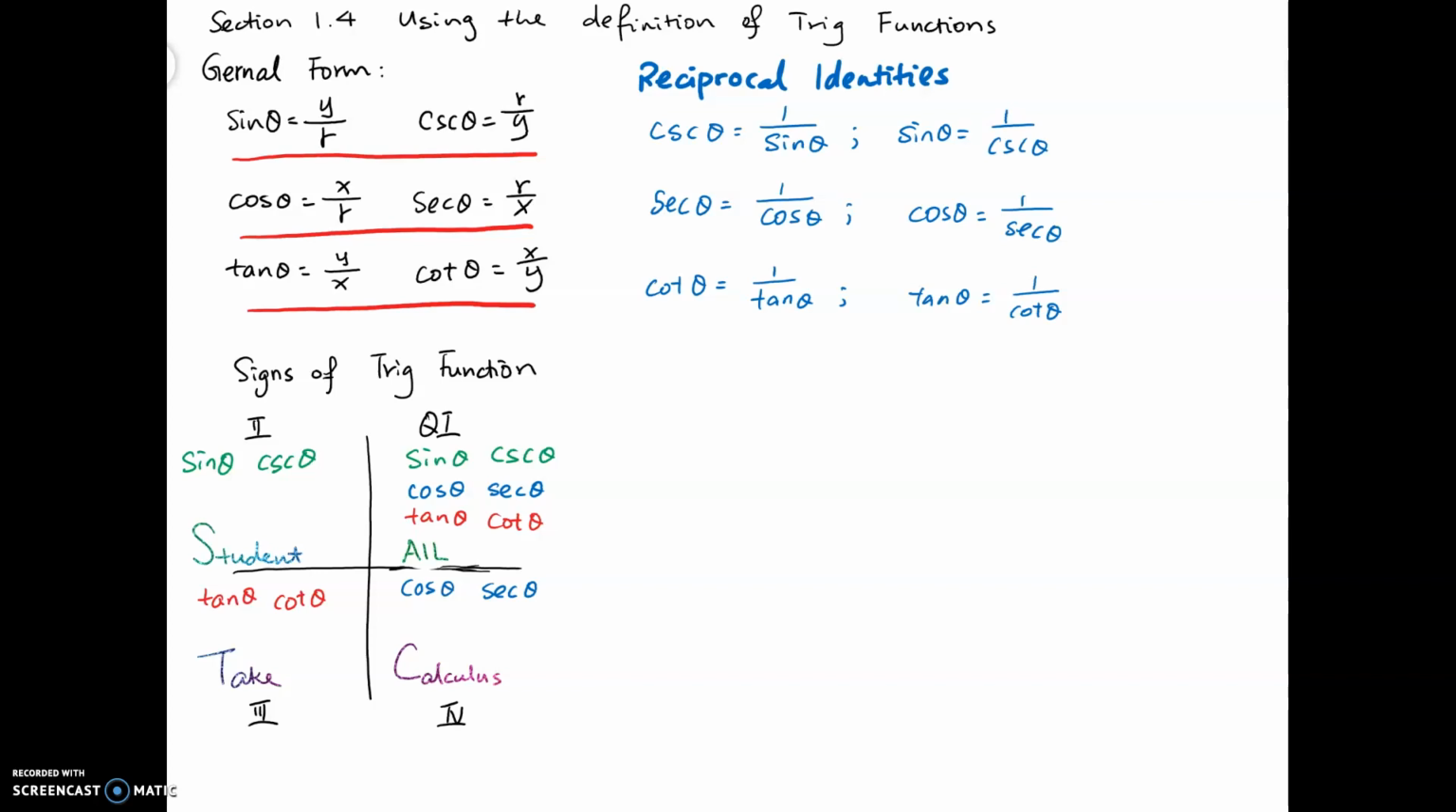Here we're using the idea that sine theta and cosecant theta are reciprocals of each other. Tangent theta and cotangent theta are reciprocals of each other. Cosine theta and secant theta are reciprocals of each other. So we can use those identities to do one example.